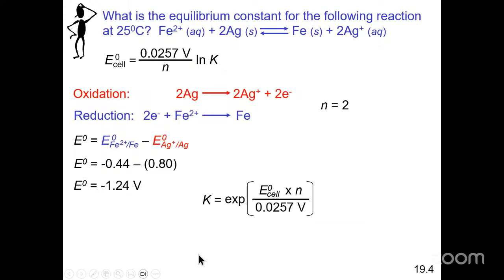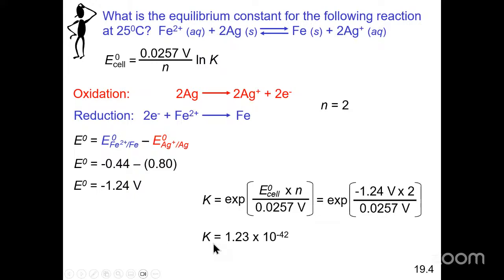When you do that, this is what you're going to end up with. K will be equal to e raised to the EMF of the cell times N divided by 0.0257 volts. And then we simply put the numbers in, right? So for the EMF of the cell, that will be minus 1.24 volts, multiplied by 2, divided by 0.0257 volts, and then you find e to that value, and that will give you the K value. And it turns out that the K value will be equal to 1.23 times 10 to the minus 42.